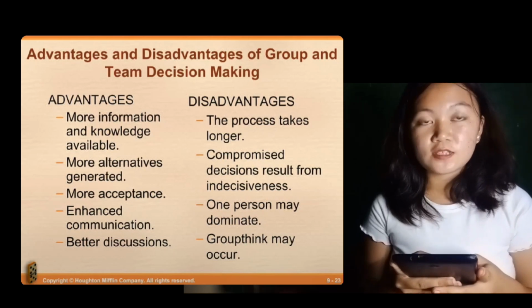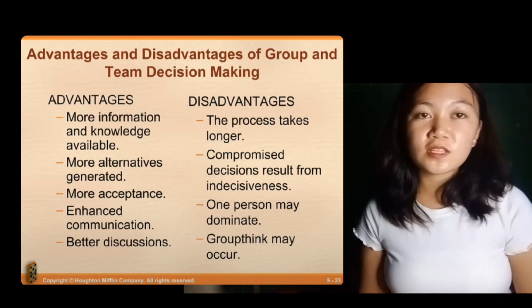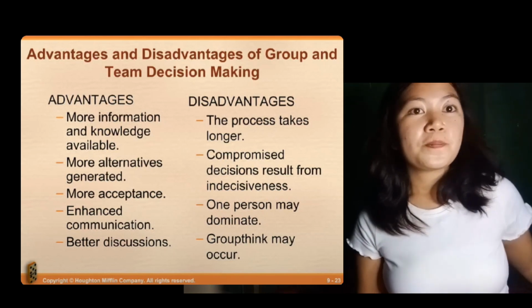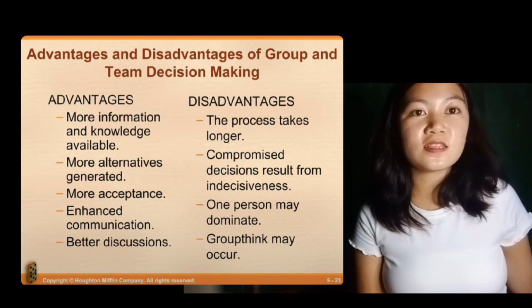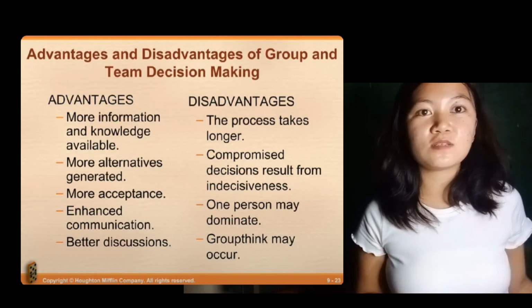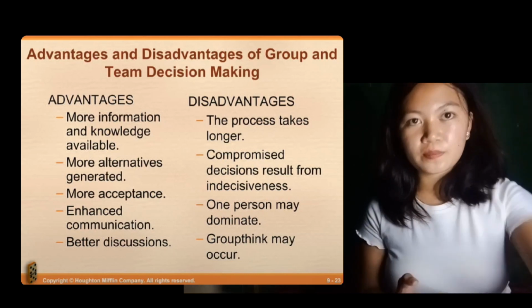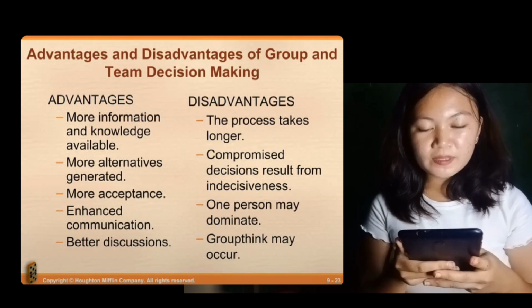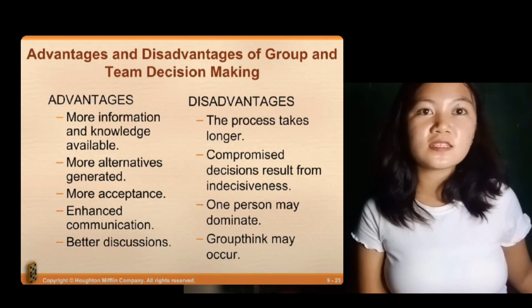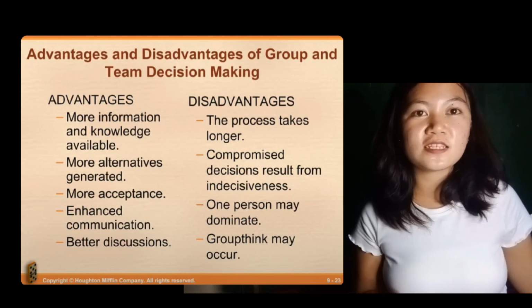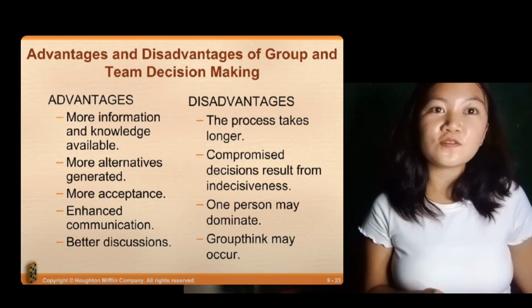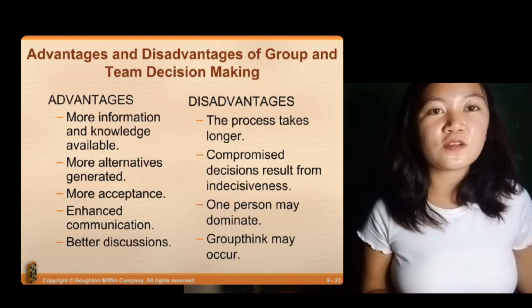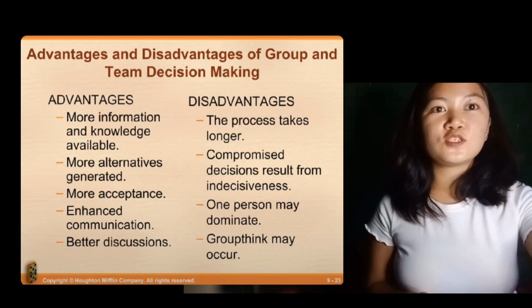Disadvantages: the process takes longer. Missed opportunities: the first danger of slow decision making is that it may lead to missed opportunities by the time the firm acts. Compromise decisions result from indecisiveness. Indecisiveness is an individual difference measure of chronic difficulty and delay in decision making. Indecisiveness is associated with low decisional confidence and distinct patterns of pre-choice information search behavior.